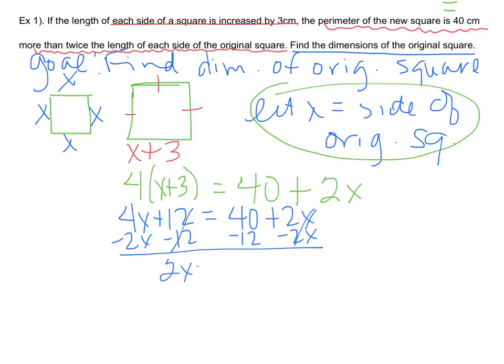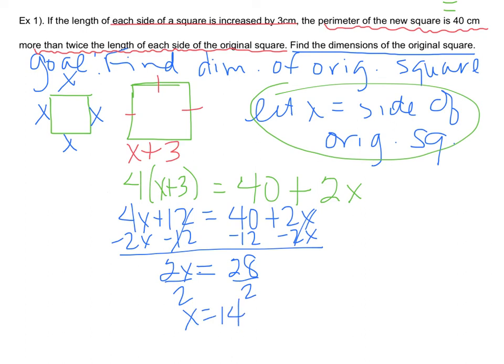So I now have 2x is equal to what? What is that, 28? Check my math, make sure I'm on it. Divide both sides by 2. So then x is equal to 14. Well, congratulations, x equals 14.